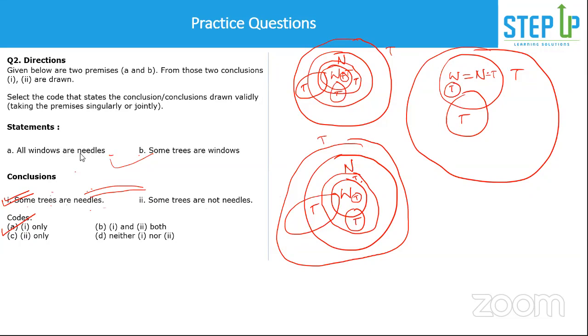If we go by common sense, saying that all windows are needles, some trees are windows, therefore some trees are needles, that way we will get it wrong. So go through the Venn diagram: draw all the possible diagrams from statement A, draw all the possible diagrams from statement B, then merge them and see if the conclusions are true in every case. For example, some trees are needles: everywhere, trees and needles overlap, so this is correct. Some trees are not needles means at least one tree is not a needle. Is it true in all the possible cases? Because it was not true in all cases, this is not a conclusion.